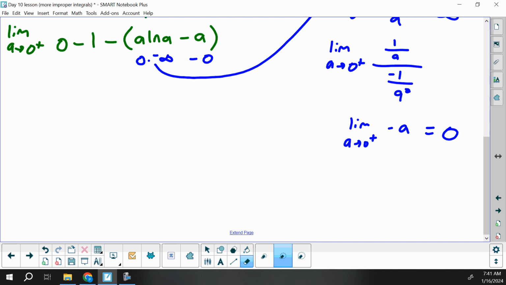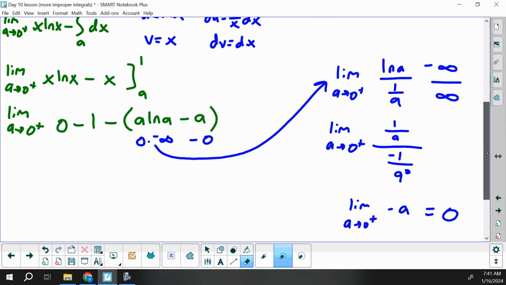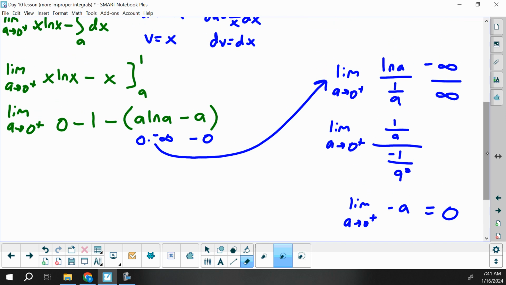So if at any point you have a 0 times an infinity, you can't just say what that's going to be, because it could be either depending on the parts of the expression. You've got to go off to the side and do a L'Hopital's. So we now know that this is 0 minus 1 minus the a ln a is 0 minus 0. So this is just going to approach negative 1.